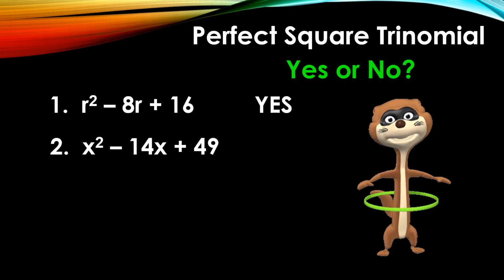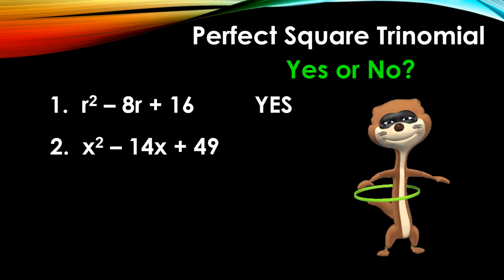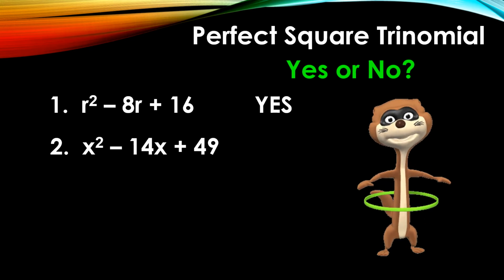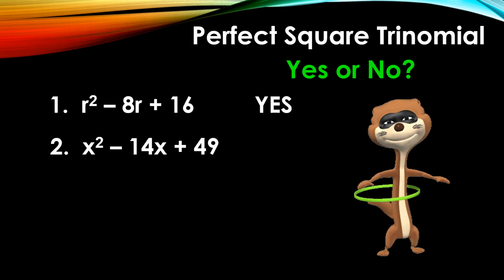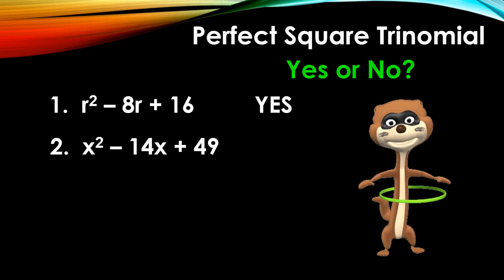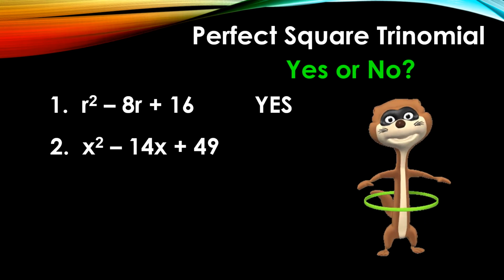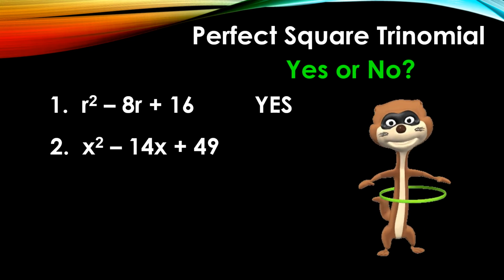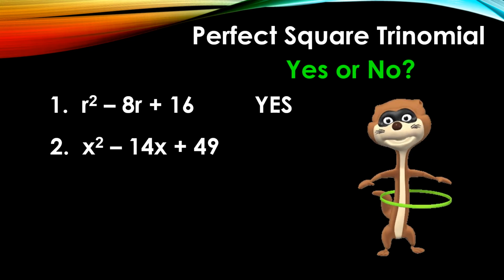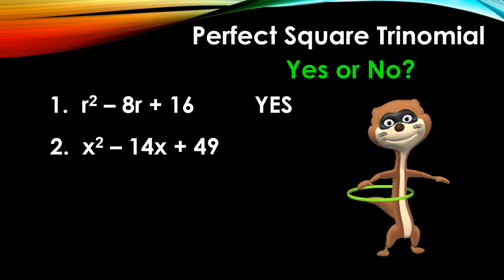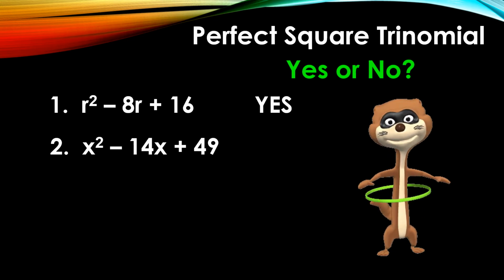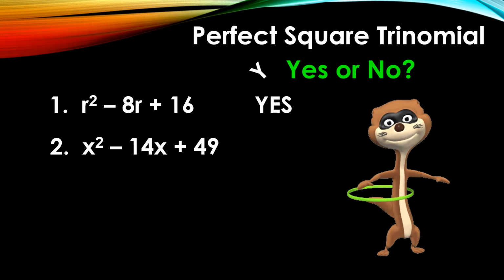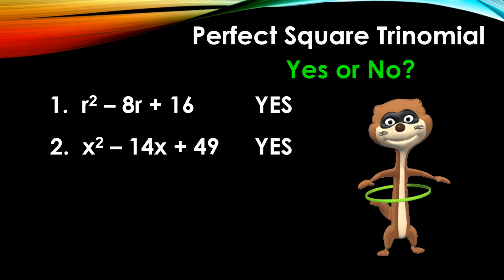Number 2, tatlo ang term, x squared, 14x, at 49. Ang first term ay x squared. Perfect square siya. The last term is 49. Perfect square din siya. The square root of x squared is x, and the square root of 49 is 7. Pag tinimes mo si x at saka si 7, that is 7x. Then twice it, 14x. Yung middle term natin is 14x. Therefore, our second example is a perfect square trinomial.